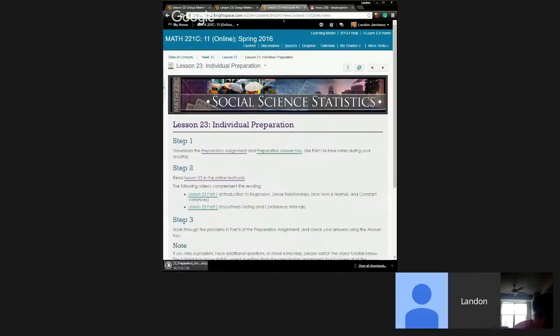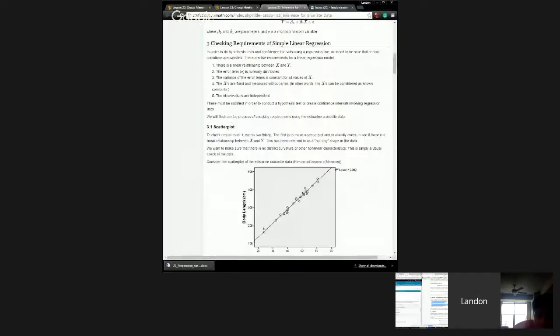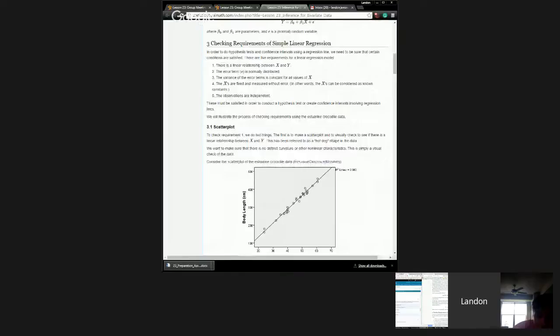No. I can show the screen if you want. Yeah, if you could do that, that'd be great. You see it? Yeah. Are fixed and measured without error, which is the. That's all these. Yeah. So this is the fourth one. The one it's just a slight change.